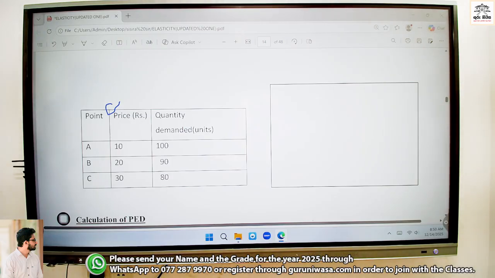Kalana, are you okay? Are you drawing the demand curve? Yes. Yes, sir. Okay.